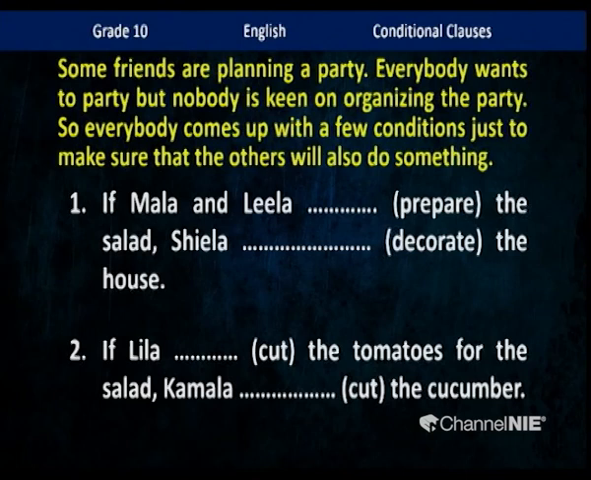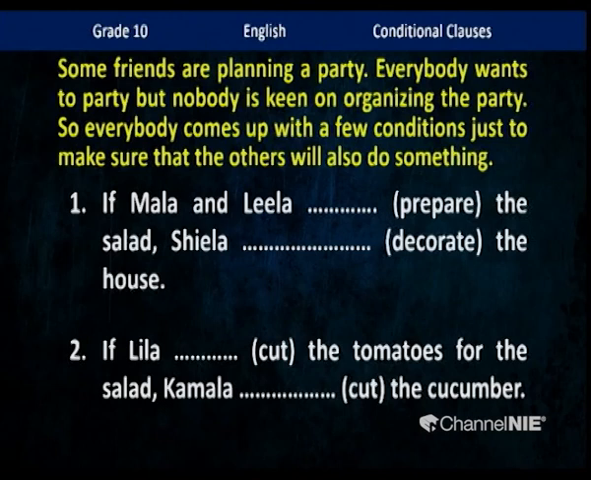Now you have to remember the rule of if type 1. Remember there are other types also, but today we are discussing only about type 1. So these types are the possible things to happen if one condition is fulfilled. So shall we check, Miss Nirmala?